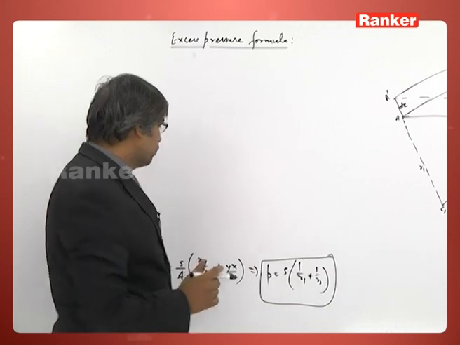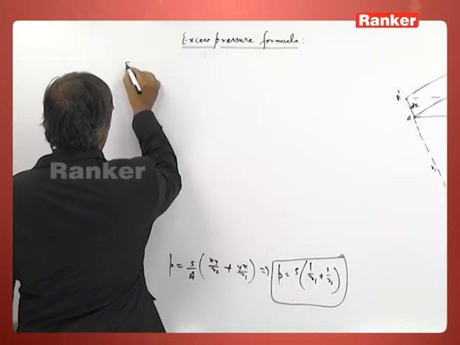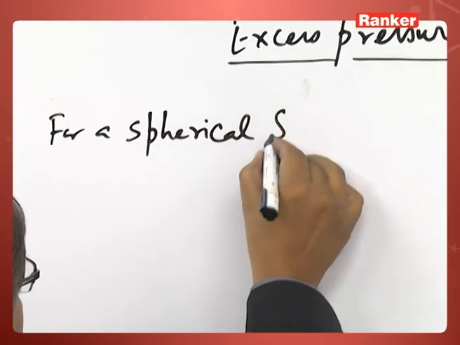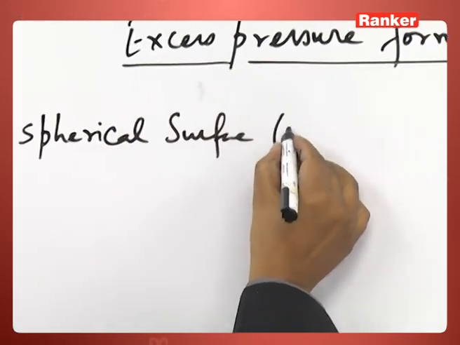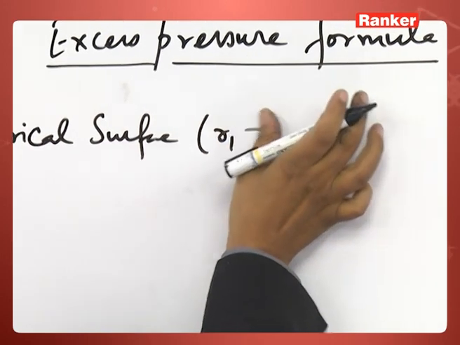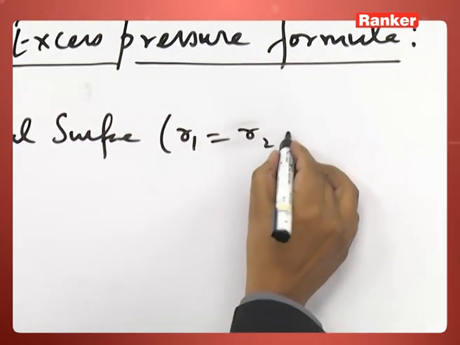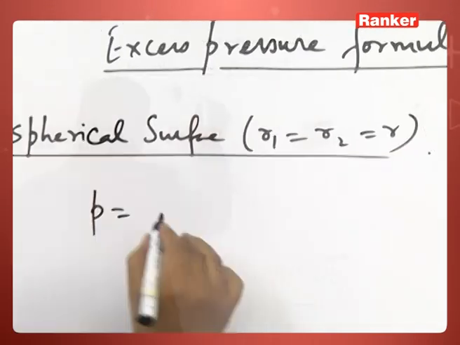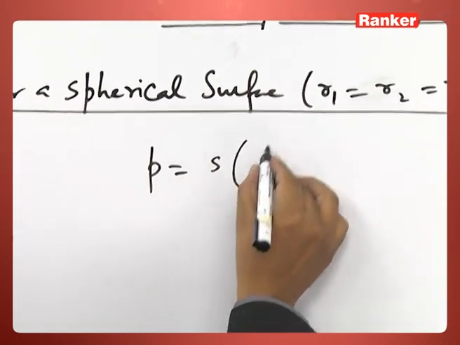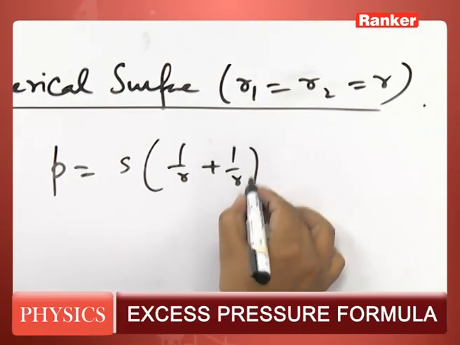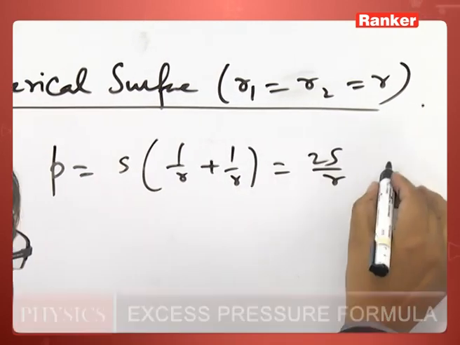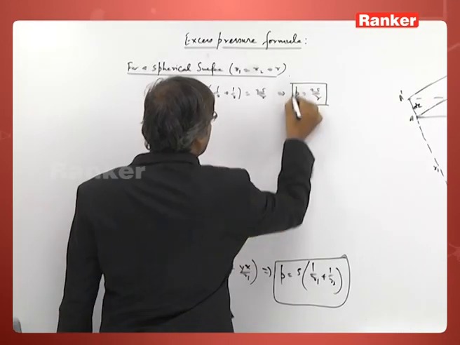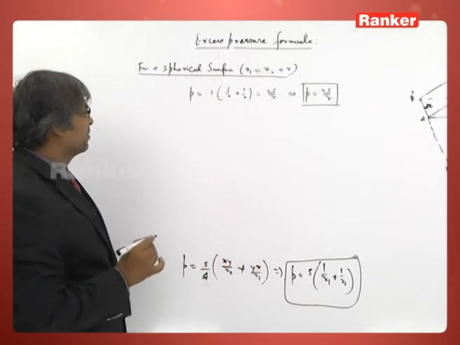Now for a spherical surface, R1 is equal to R2 is equal to R. So we have excess pressure equal to S times 1 by R plus 1 by R, which is 2S by R. Thus the excess pressure for a spherical surface has the expression 2S by R.